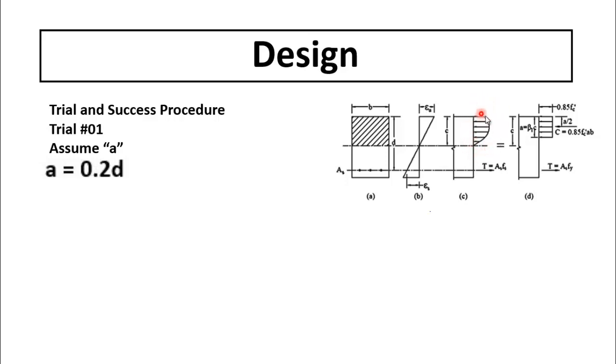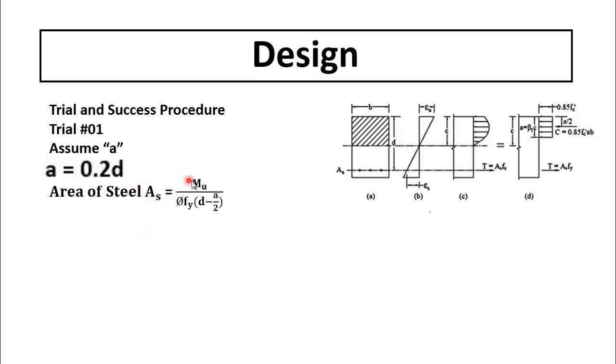The compression stress diagram for the beam is parabolic in shape and the equivalent depth of the compression block is represented by A. So here you have to assume A. For simplification, you can use A is equal to 0.2 D, where D is the effective depth of the beam. Then find the area of steel AS by using this equation.